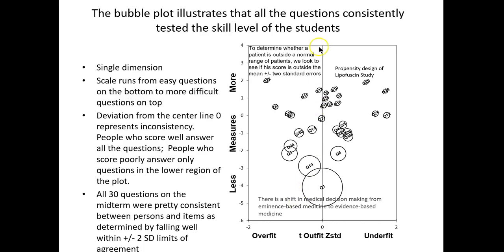But basically there was this scale of people getting the questions, and it followed pretty much a single dimension. There was deviation, but it wasn't bad enough to eliminate any of the questions. All the questions were essentially reasonable.